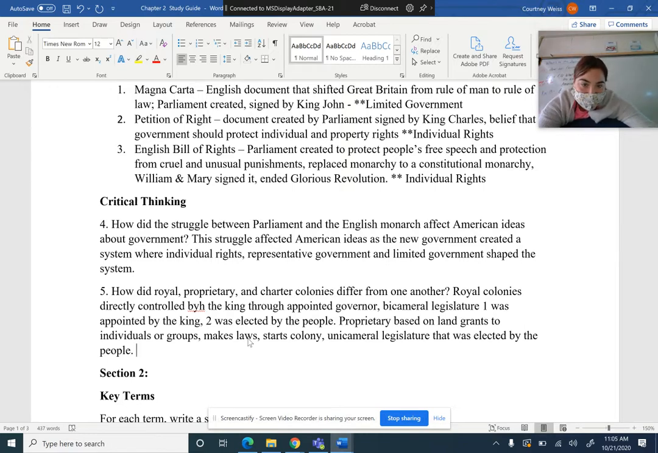Okay, and the last one, a charter colony. What do we have for this one? Go ahead, Jasmine. I put a governor and the legislators are elected. So you're close.